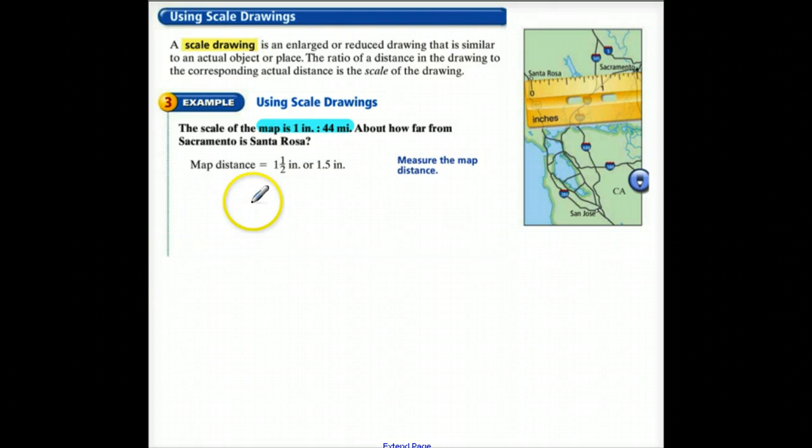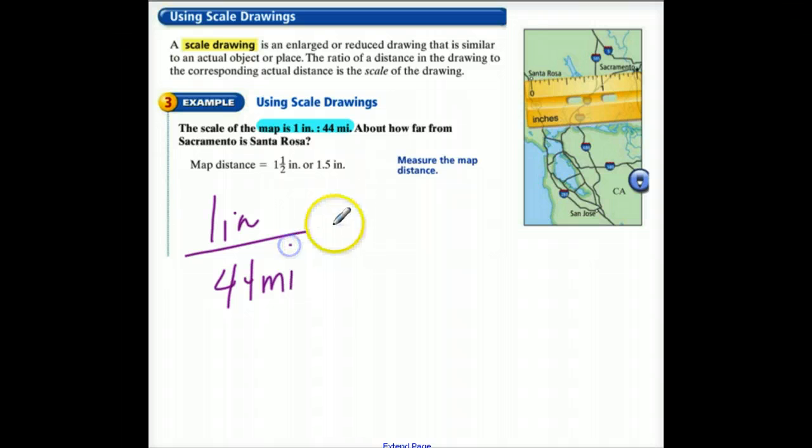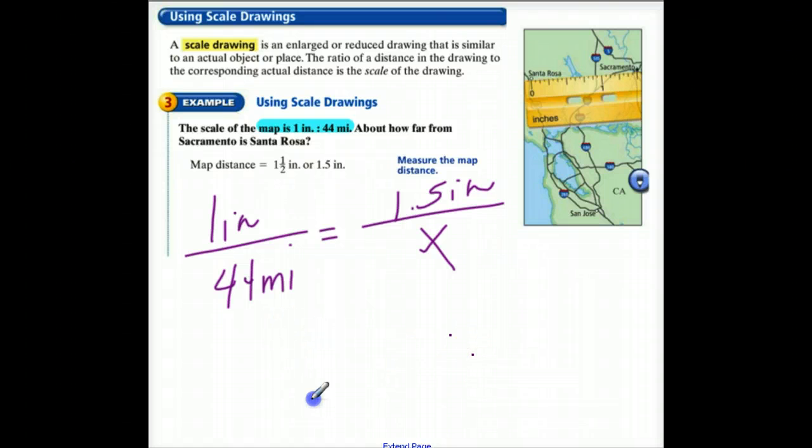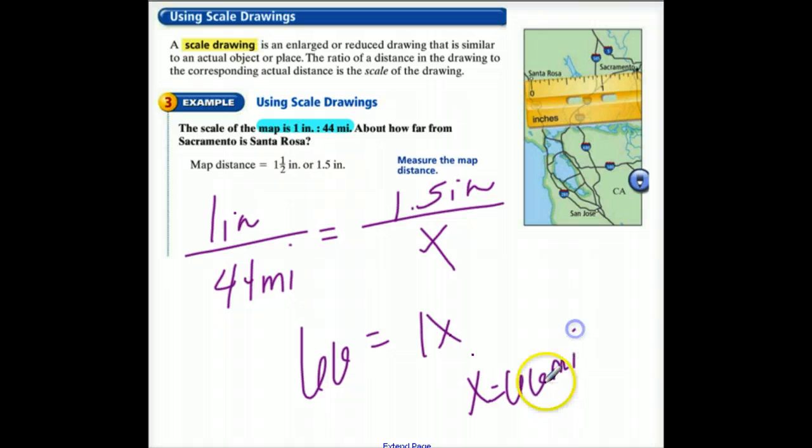So we want to find the distance from Sacramento to Santa Rosa. It looks like they're measuring the distance right here, and it looks like it's about 1.5 inches. So set your proportion up with your scale first, what they give you. 1 inch is to 44 miles. We're going to set that equal to, well, we just measured 1.5 inches. What is our distance going to be if we want to go from Santa Rosa to Sacramento? So our variable goes here. We're going to cross multiply. 44 times 1.5 equals 66. 1 times x, divide by 1, x equals 66 miles.